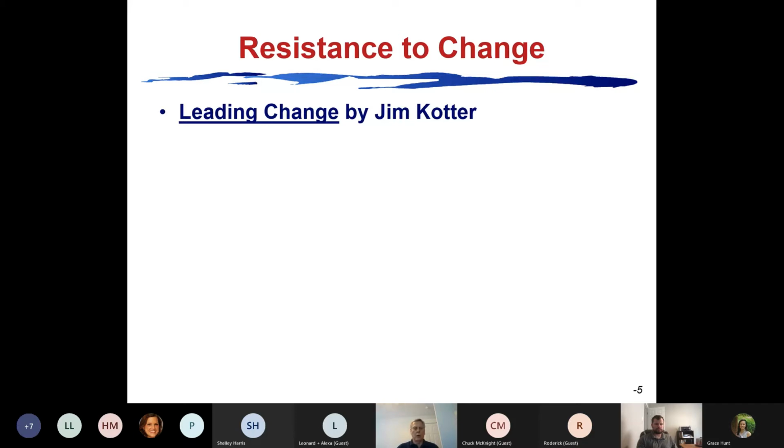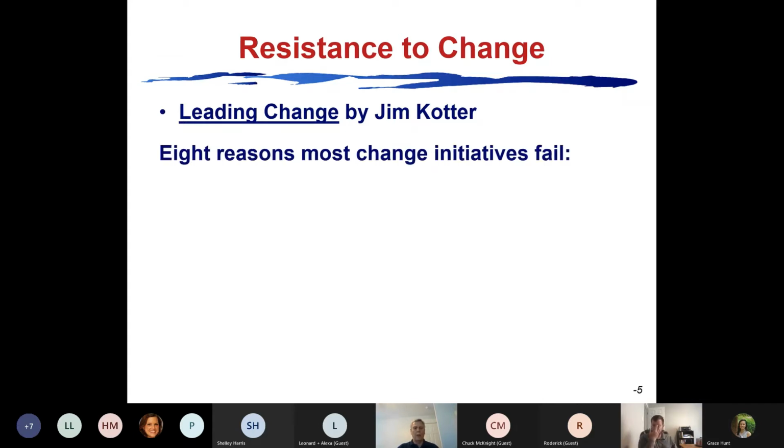John Kotter is a Harvard professor, and he ran a study for many years, and I think it continues, of companies who undertake improvement initiatives. What he found is that the vast majority of improvement initiatives actually fail. And so he documented why they do. And here they are. He came up with eight reasons.